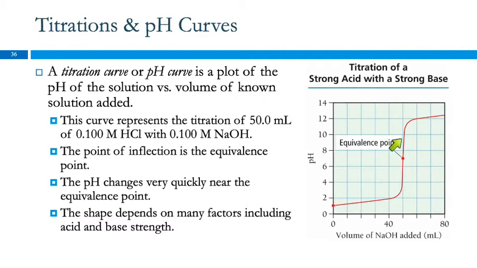Near the equivalence point, the pH changes very rapidly. So we start out over here, we add some sodium hydroxide, and we begin to neutralize the acid. The pH creeps up. When we get to near the equivalence point, a little bit is going to have a big difference, and half a drop can send you way past even. The shape of the curve depends on a lot of factors, including how strong the acid is and how strong the base is. Any questions yet?